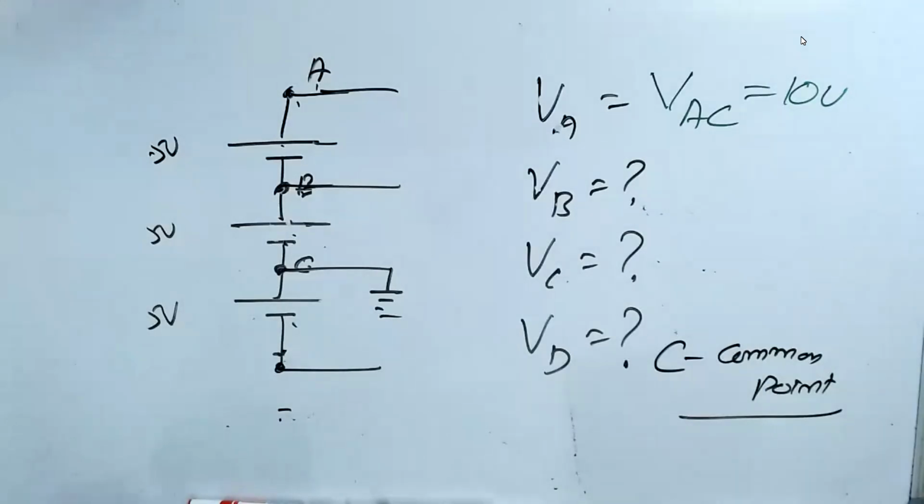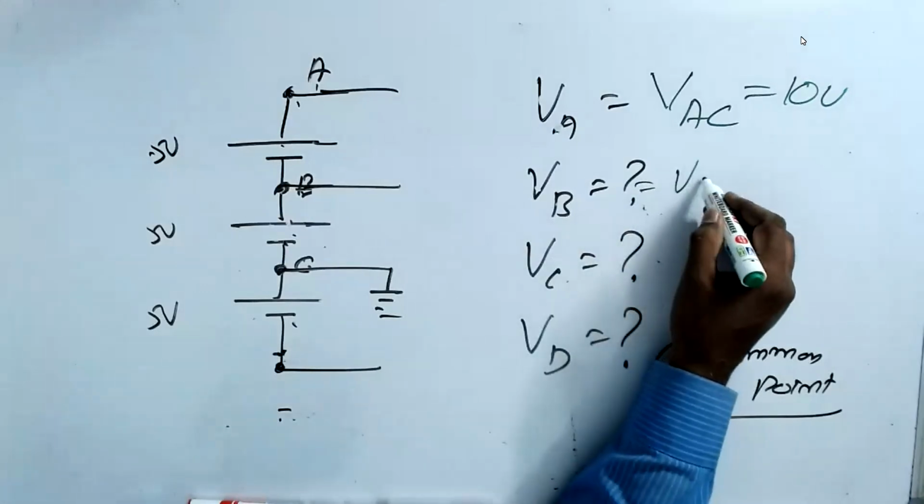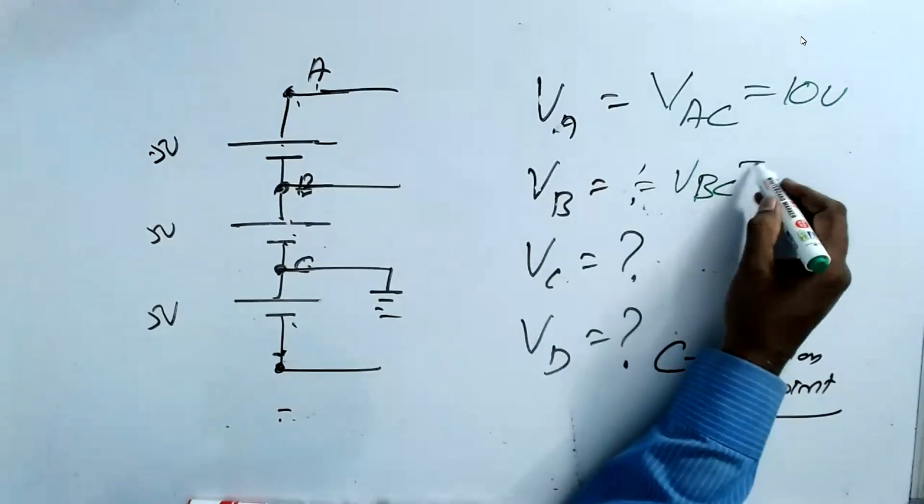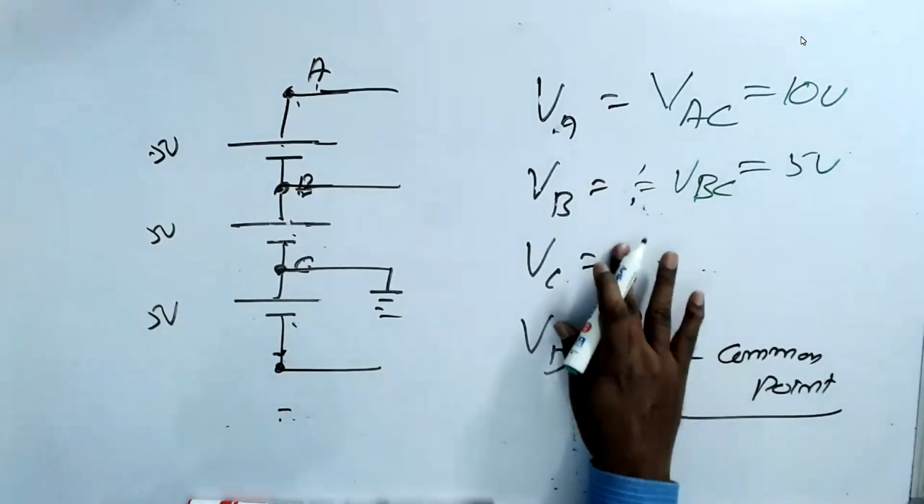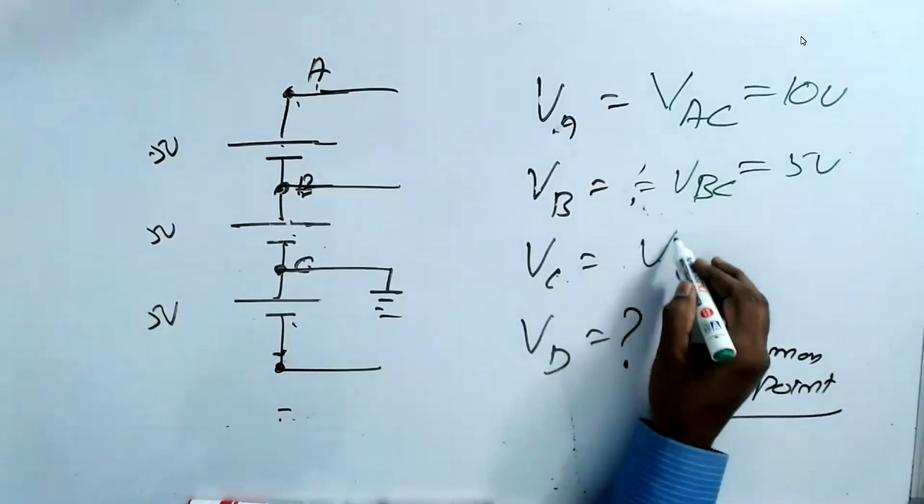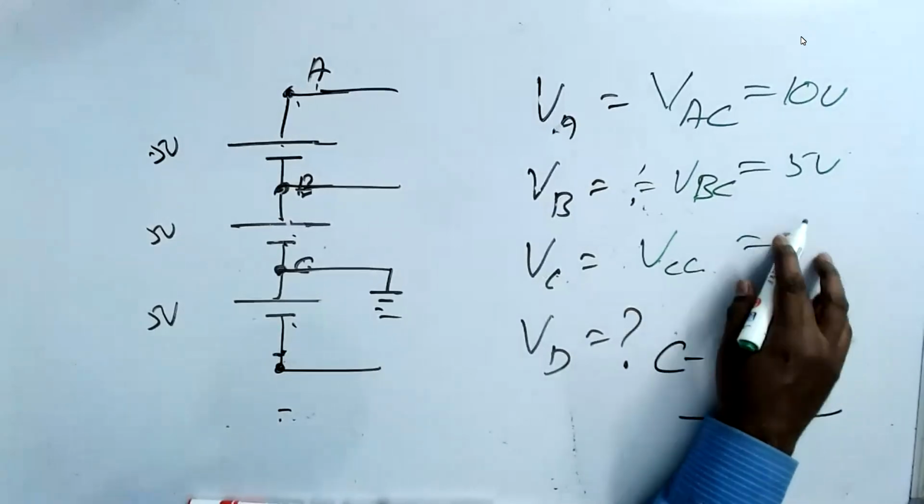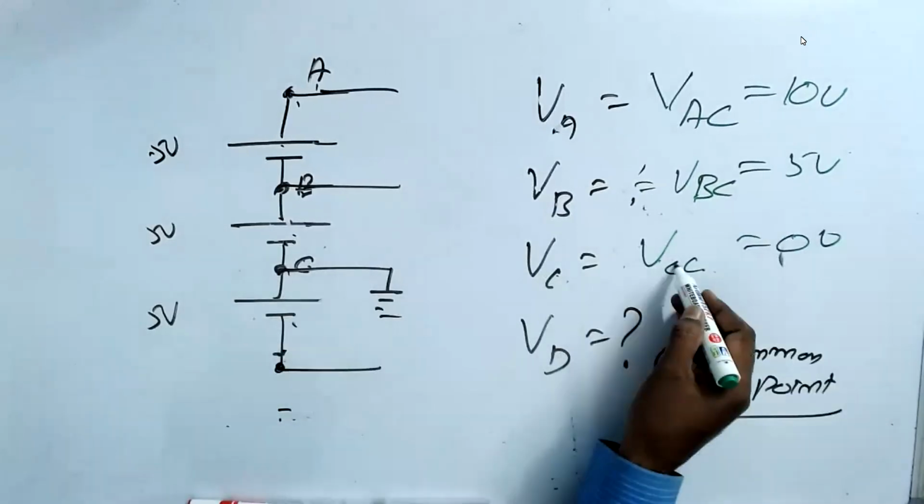VAC is 10 volts. Now, VB means VBC is equal to 5 volt. VC means VCC is equal to 0 volt, because there is no difference, same point, subtract.